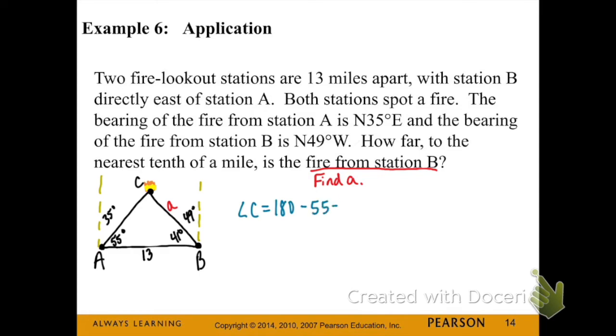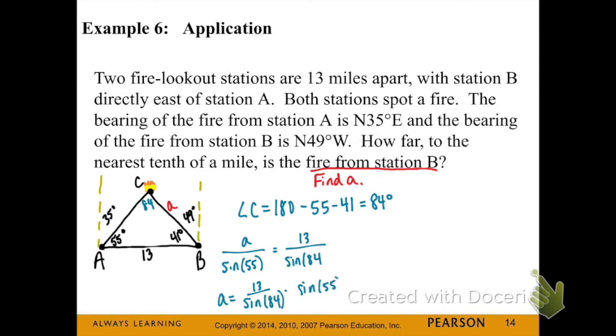Okay, we need to start by finding angle C. And the reason I had to start here was because I didn't know both B's, but I could easily find both C's by finding the angle for C. Now we can solve for little a. Again, don't put anything in your calculator until the very end. So we get a equals 10.7 miles.